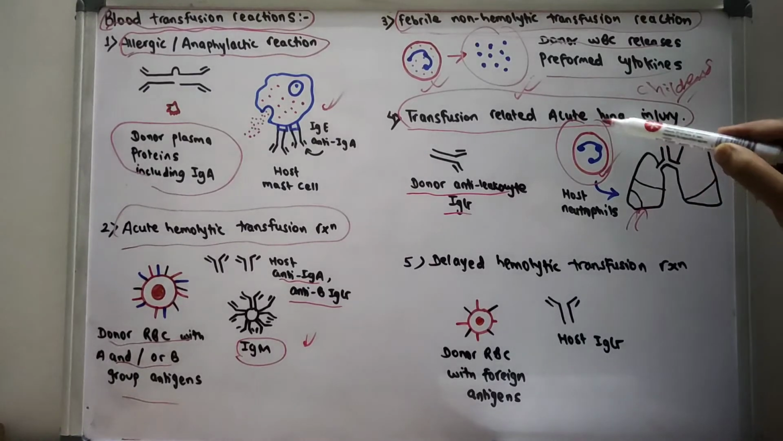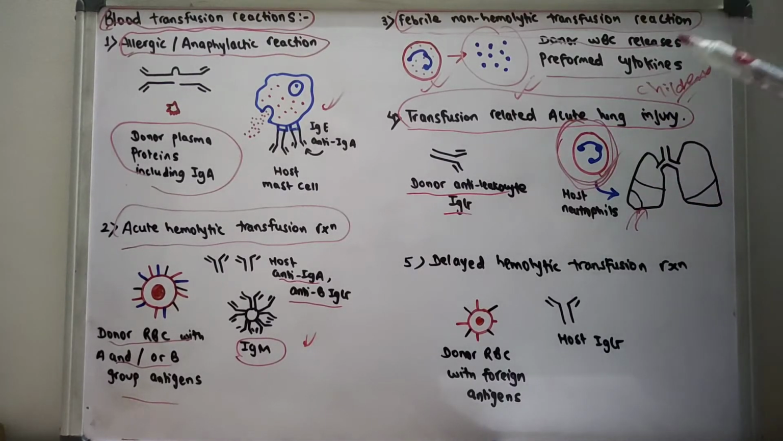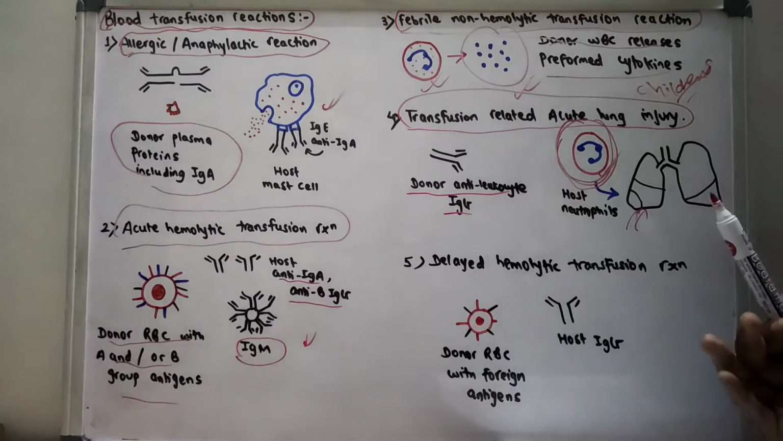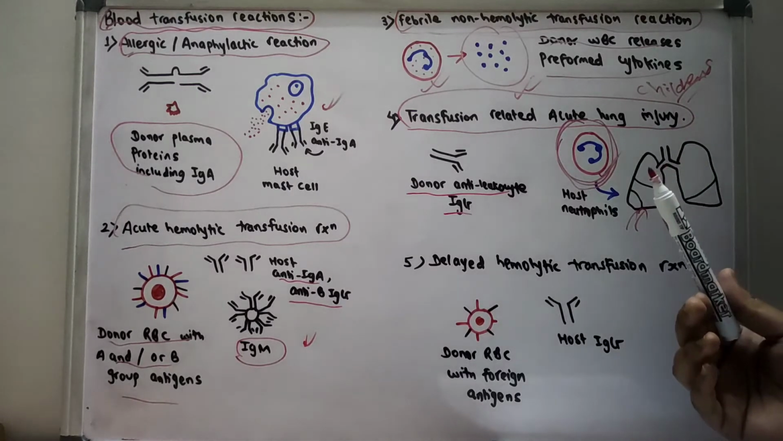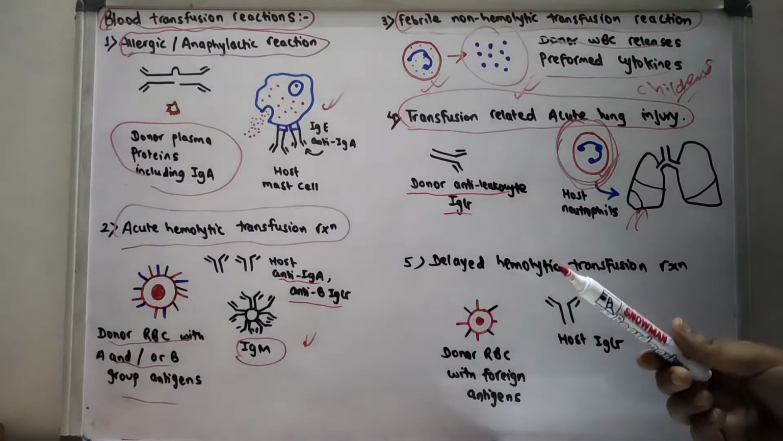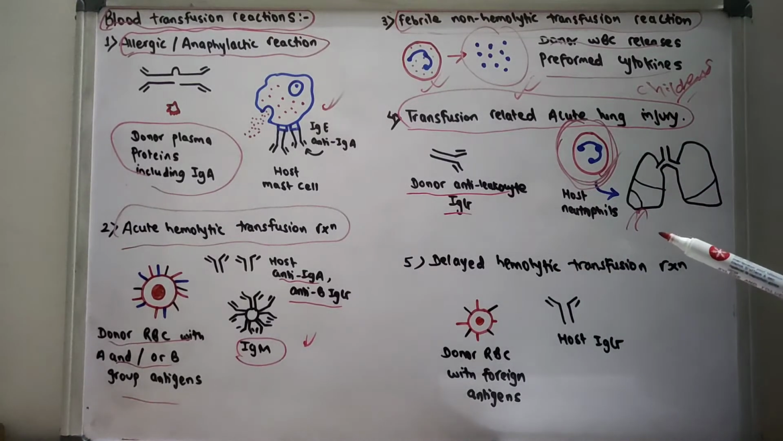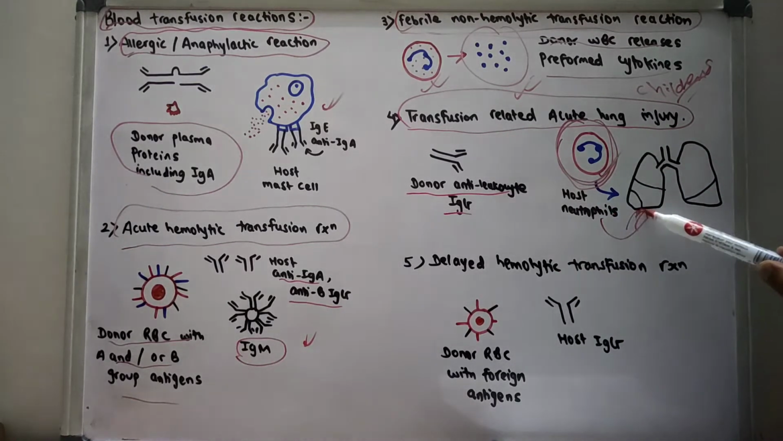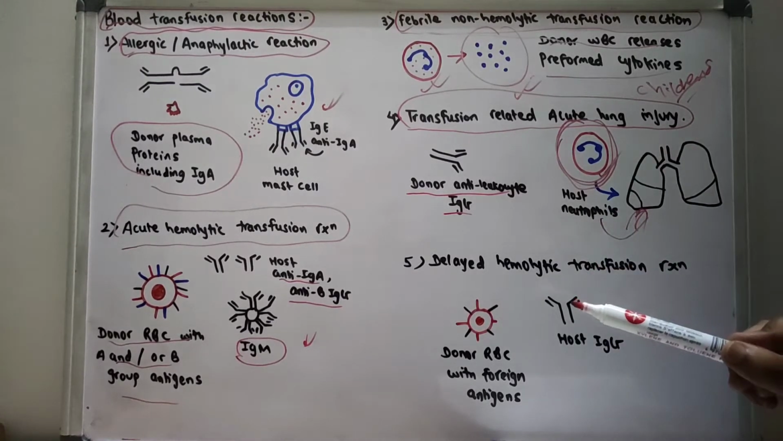The neutrophils are sequestered and primed in the pulmonary vasculature due to the recipient risk factor, and the neutrophils are activated by a product, for example anti-leukocyte antibody, in the transfused blood and release inflammatory mediators. This increases the capillary permeability, which will ultimately lead to pulmonary edema.